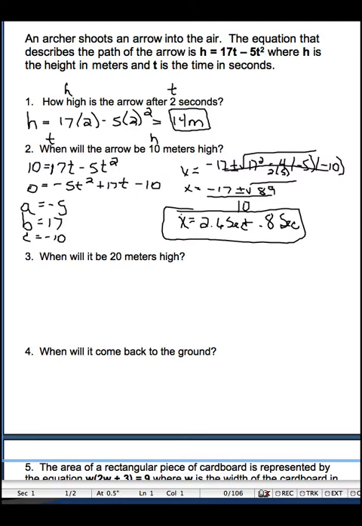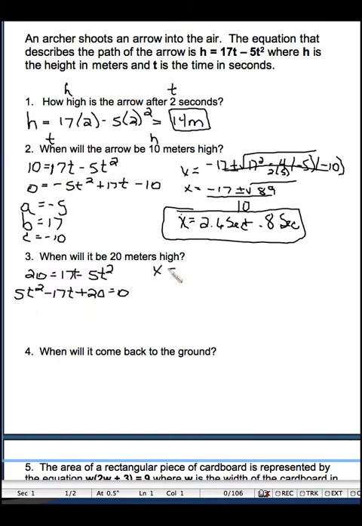When will it be 20 meters high? So you put 20 in here: 17t minus 5t squared. There's a t on the 17. Now this time I'm going to go ahead and move this over like I've always told you to. Make the positive 5t squared minus 17t plus 20 equals 0. I still think that's the easiest way to do it. All right, so a is 5, b is negative 17, c is 20.